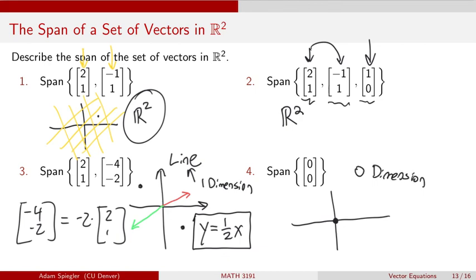So if we're working in R2, what we can see is, given a set of vectors, the span of that set of vectors could possibly be all of R2. It could be a subset of R2, which is a one-dimensional line, or perhaps it might just contain 1 point, in which case it's like a zero-dimensional space.